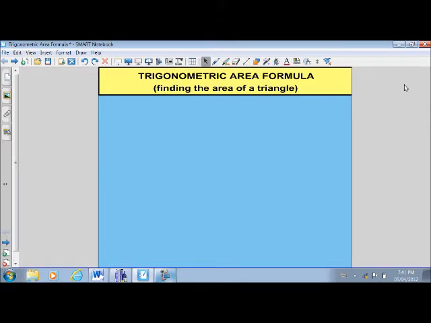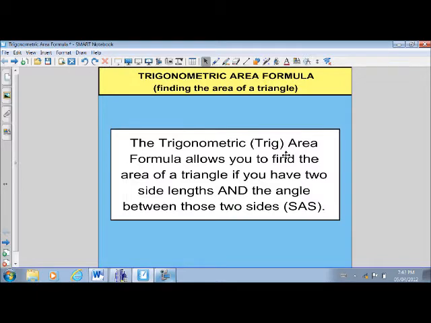All right, we can continue with our unit on trigonometry, and we're going to look at the trigonometric area formula today. Not surprisingly, the trigonometric area formula helps you find the area of a triangle. The trig area formula allows you to find the area of a triangle if you have two side lengths and the angle between those two side lengths.